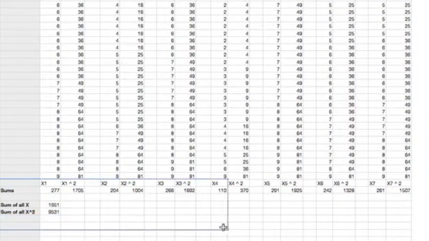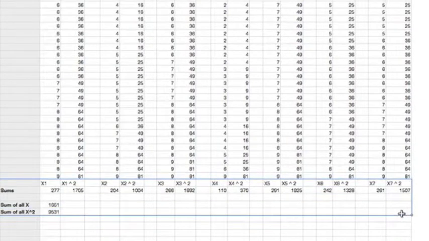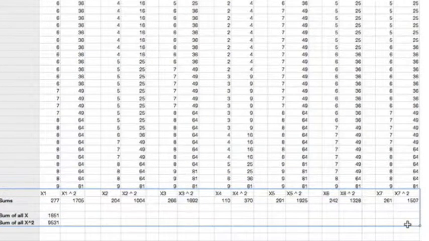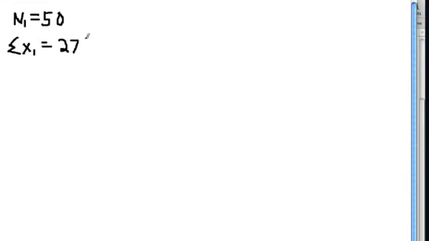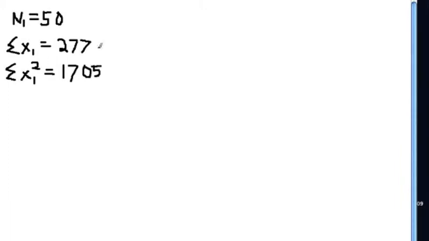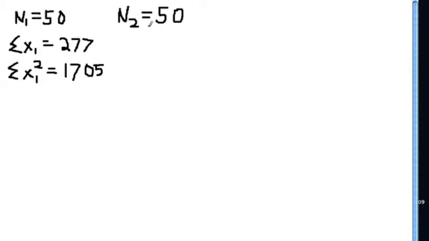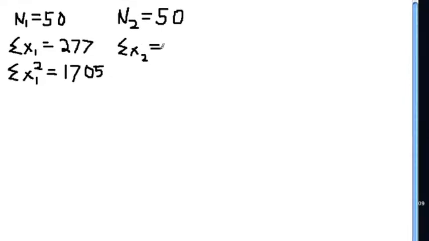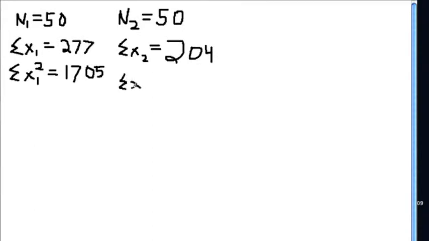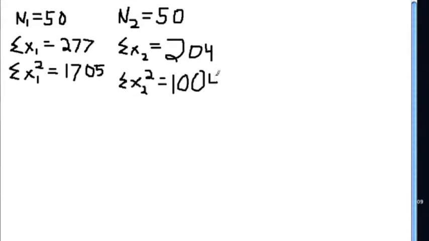So the next thing I'm going to do is copy over all these sums that the computer so nicely found for me. To begin with, n for group 1, or the number of participants in group 1, is 50. The sum of x1 is 277, and the sum of x1 squared is 1705. n2 is going to be 50 also. There's 50 in each group. Sum of x2 is 204, sum of x2 squared is 1004, and 350.